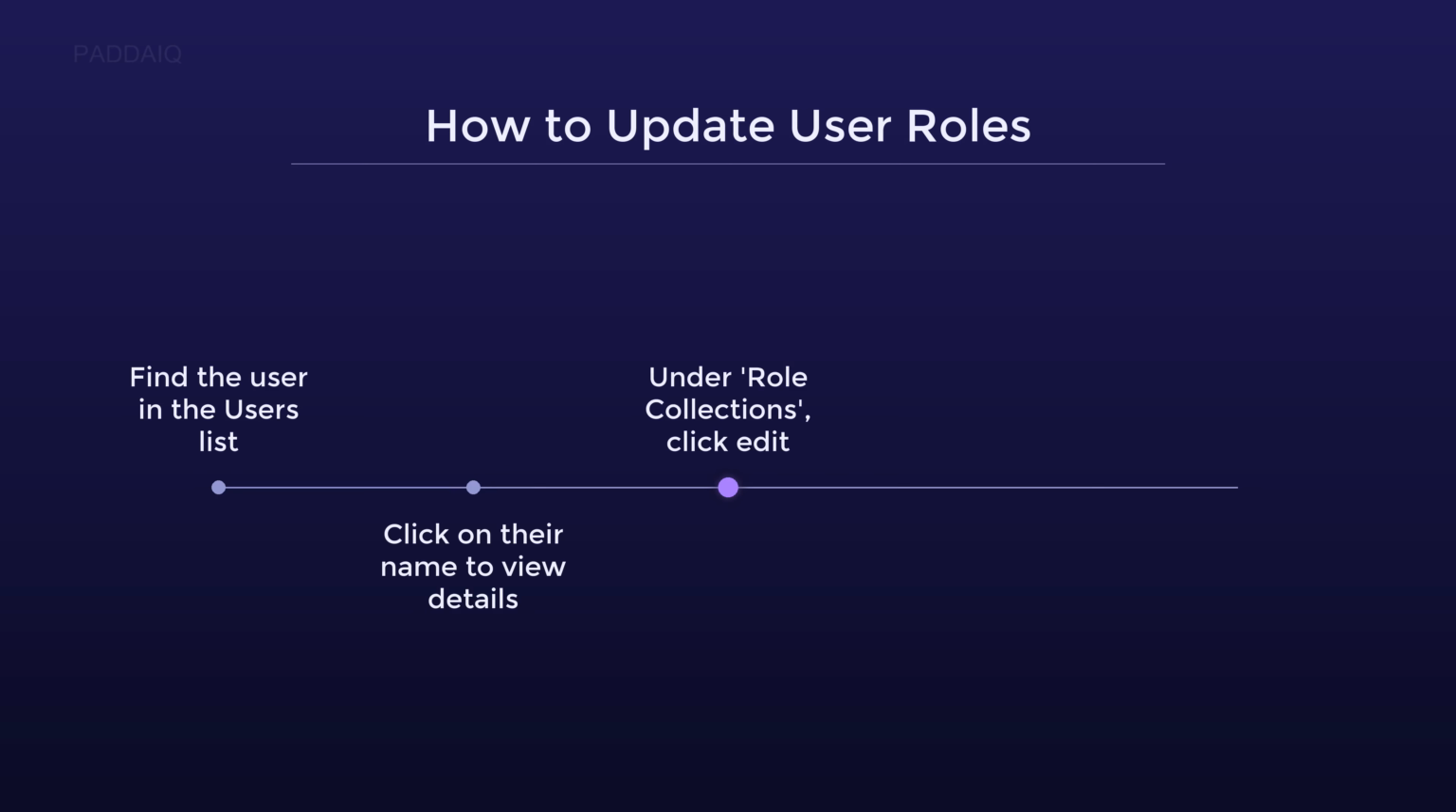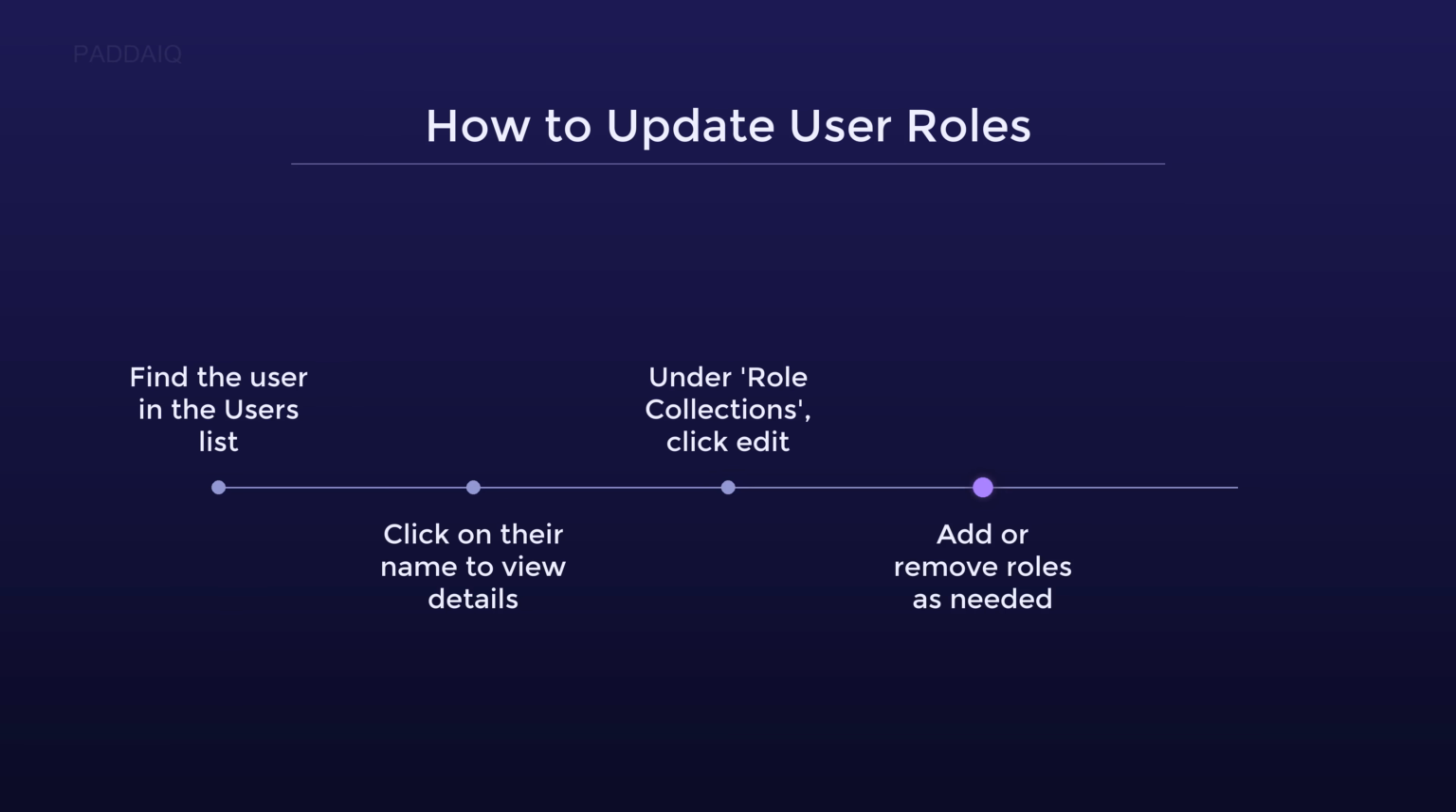Under Role Collections, click Edit. This means selecting the Edit option to modify existing role permissions. For example, if a new employee needs invoice approval access, you'd edit the Finance Approver role collection to add this. This simple action ensures users have the precise access required for their duties.